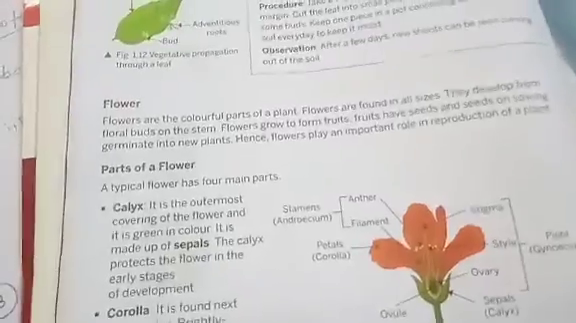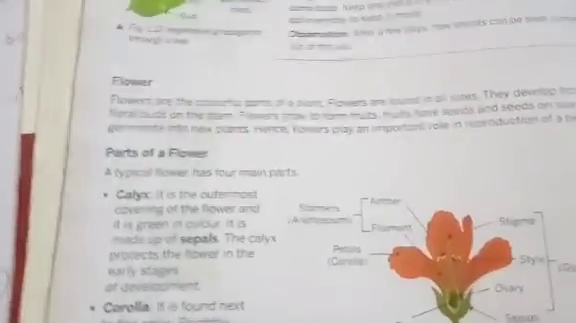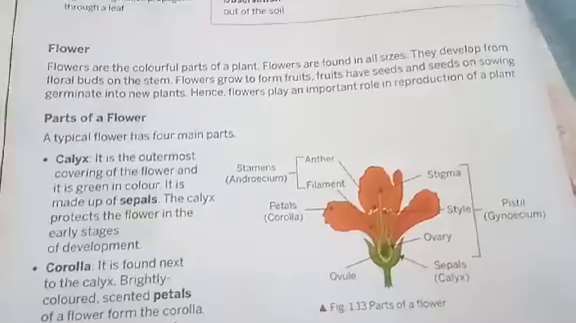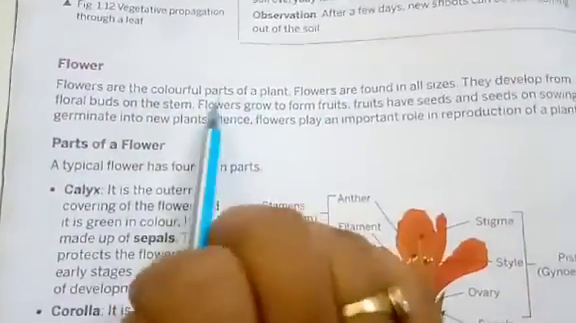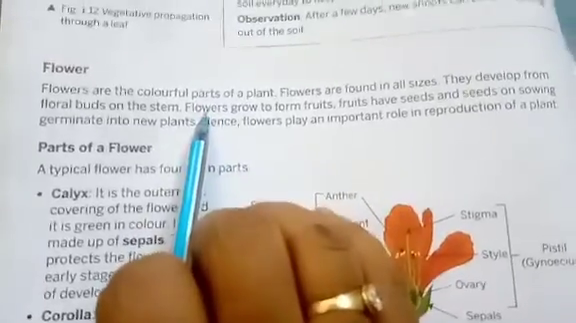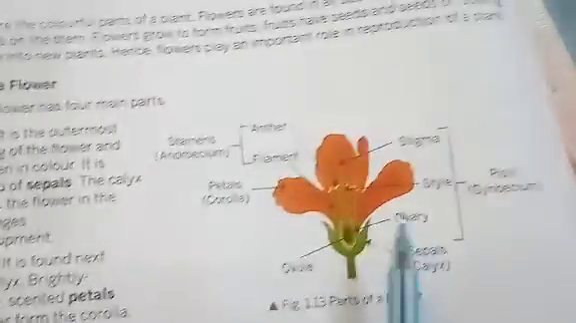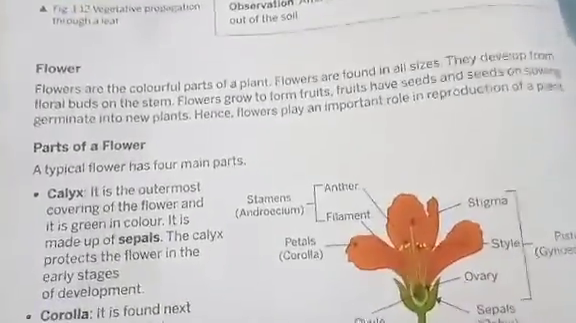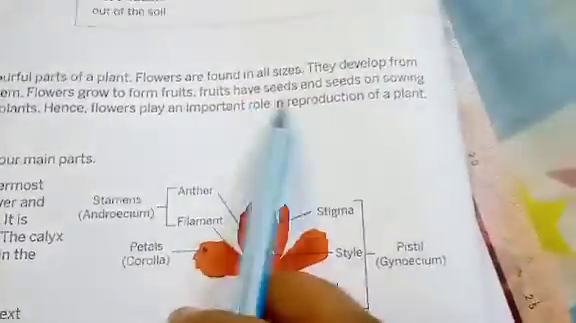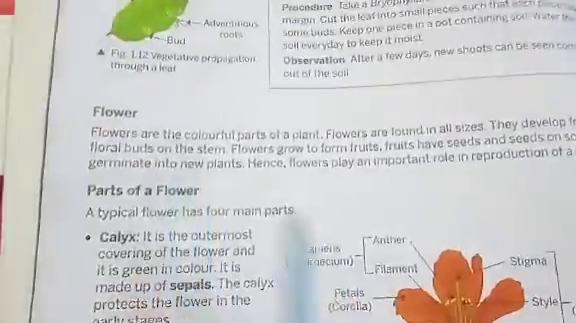Clear? Now let's come to the next topic. The next topic is flower. This flower is the most important part of a plant in the sense that this is the reproductive part of the plant. Means from this part, the flower, we can grow a new plant. How? By the development of the seeds. From the flower, the seeds can be obtained, and by the seeds we can grow the new plant. So flowers play an important role in reproduction of a plant.